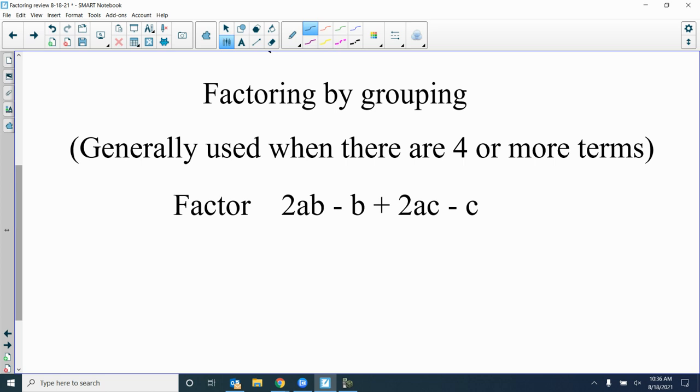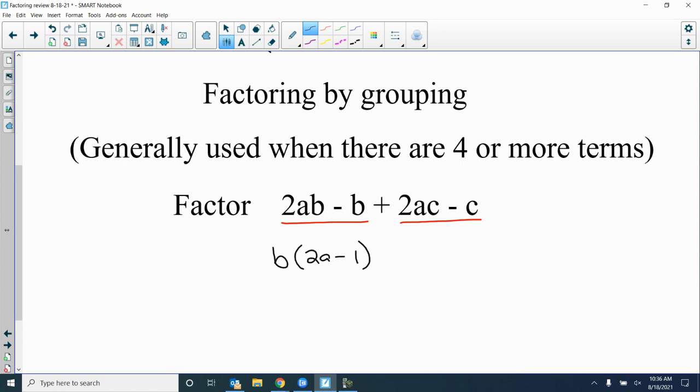So when that happens, you're kind of stuck. So if there are 4 terms, we do grouping. You take the first 2 terms and the last 2 terms, and you view them as separate problems. So Dakota, for those first 2 terms, is there a GCF? Yes. What would that be? B. So you put b in parentheses, 2a minus 1.